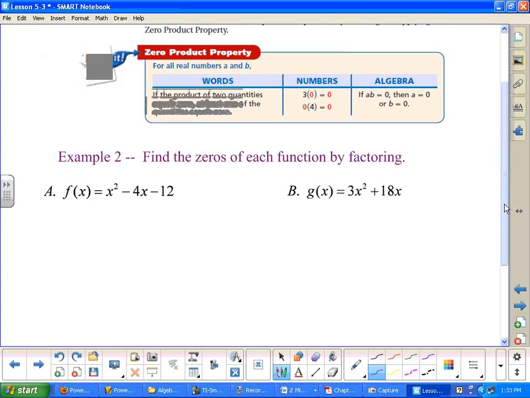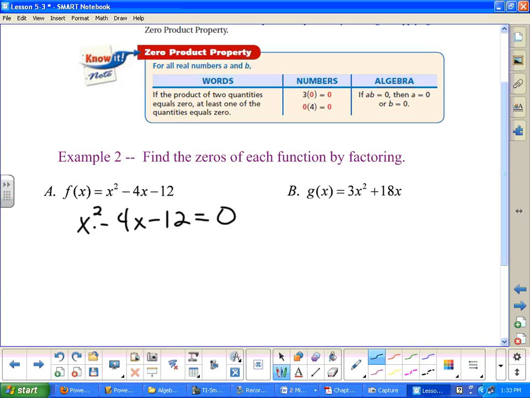This says find the zeros of each function by factoring. The first thing I'm going to do is set it equal to 0, so I'll rewrite it so that it's equal to 0. And then we're going to factor. So we have x squared minus 4x minus 12 equals 0. What do I get when I factor x squared minus 4x minus 12?